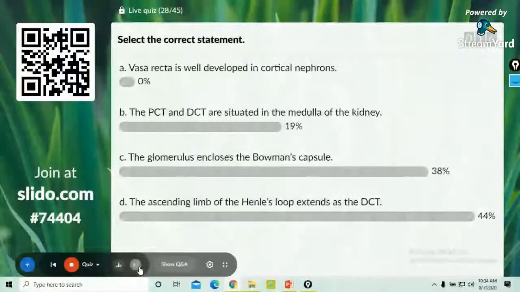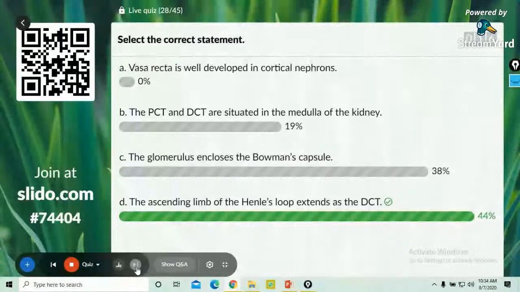Yes. The number of students are decreasing. The ascending limb of Henle's loop extends as DCT. 29th question on the screen.